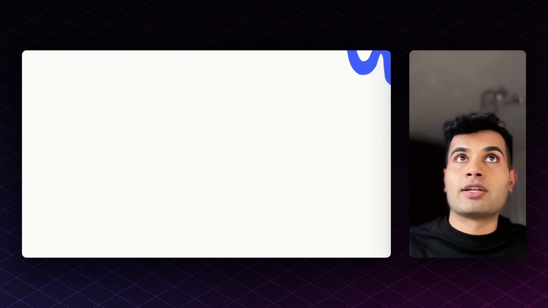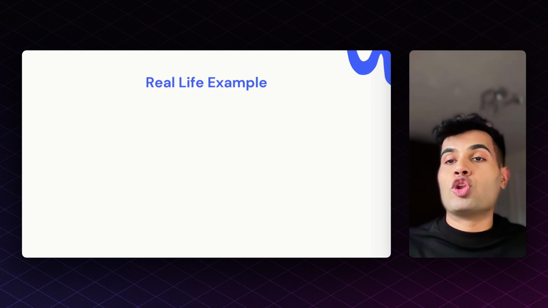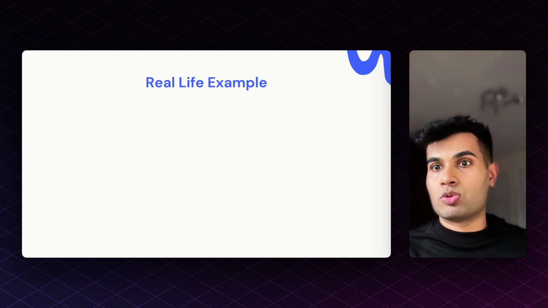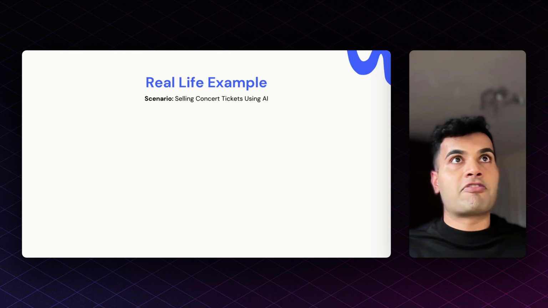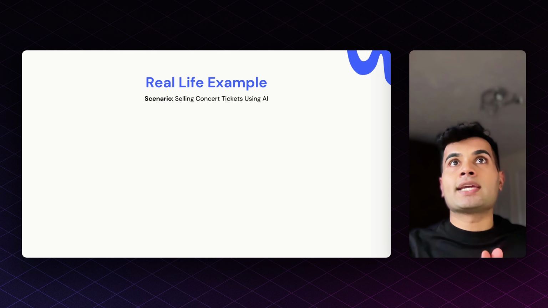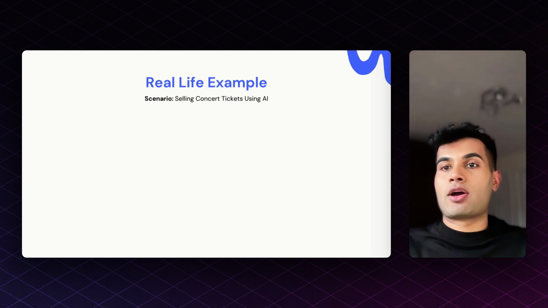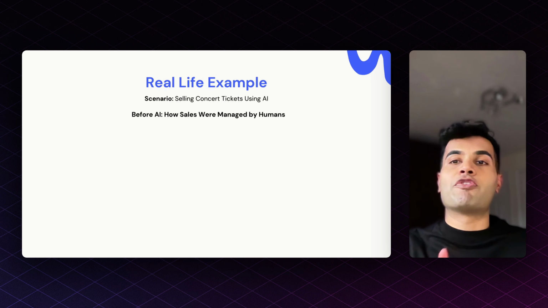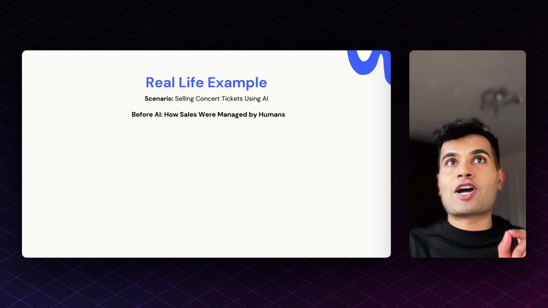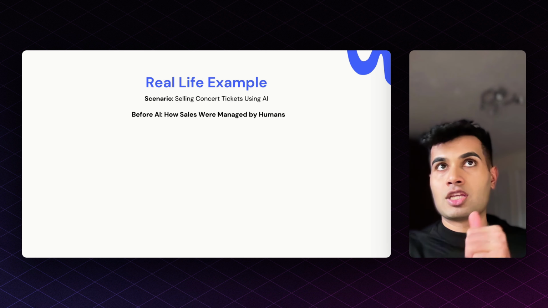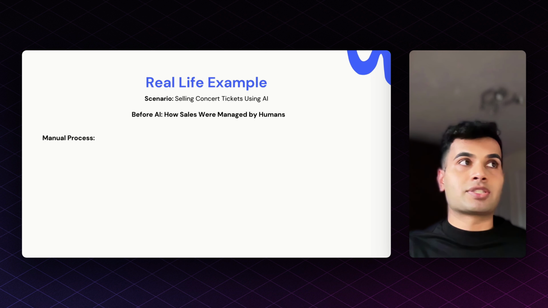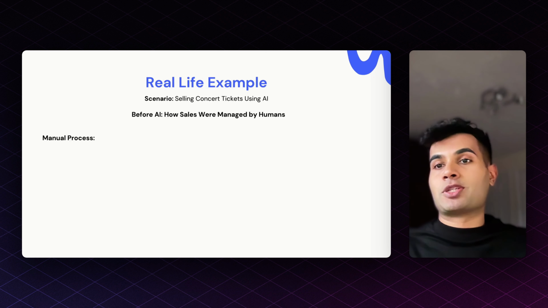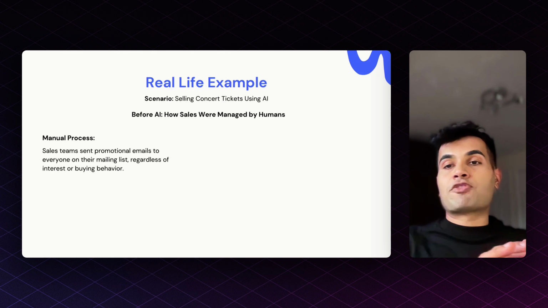But more importantly, let's go ahead and look at a real life example of this, a very open scenario: selling concert tickets using AI. The first thing we're going to look at is life before AI. Let's think of how sales were managed by humans without AI, and break down this manual process. So we have different sales teams.